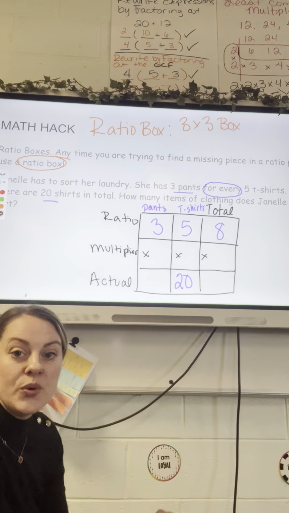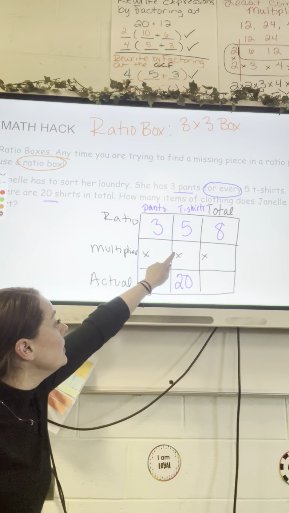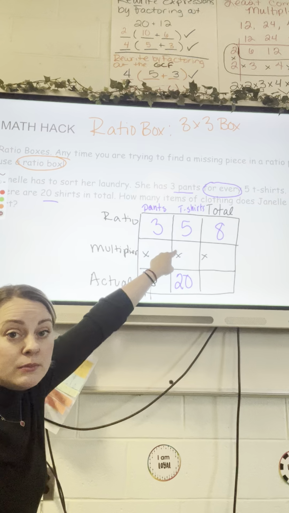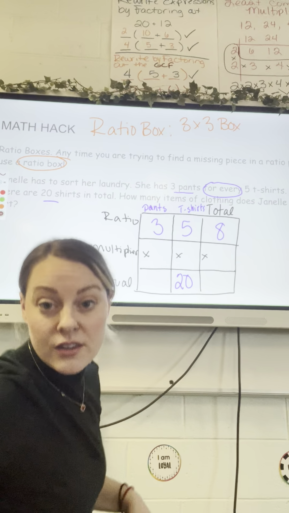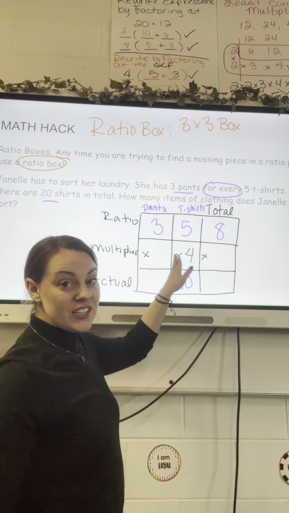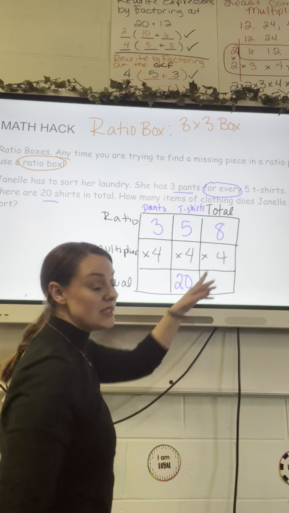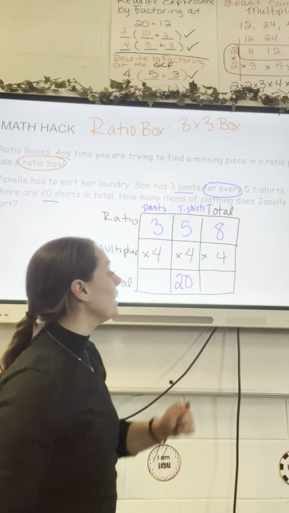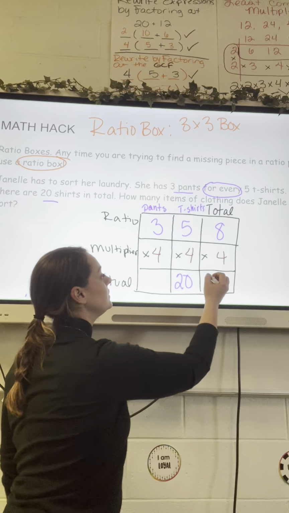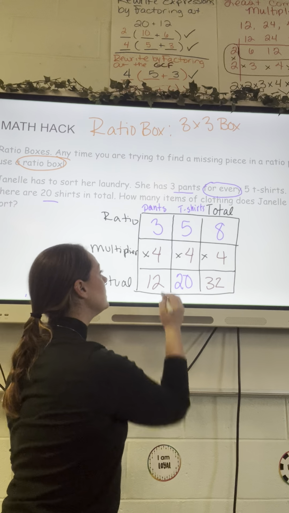So what I'm going to do is just fill in the blanks. How do I get from 5 to 20? What do I multiply by? 5 times what is 20? 4. And then you know what I do? I just take this all the way across. So this is times 4, which means that's times 4, which means that is times 4. And here we go. 8 times 4 is 32. 3 times 4 is 12.